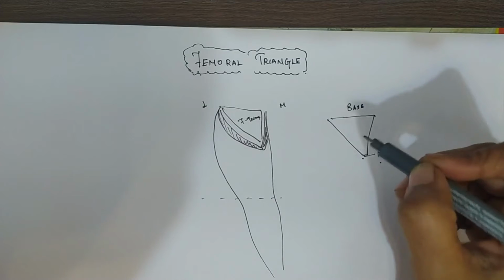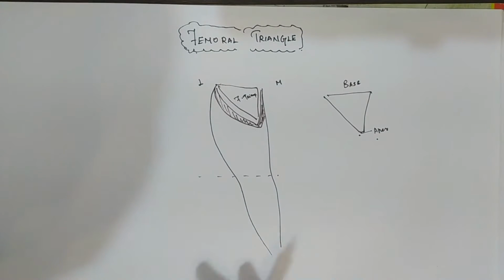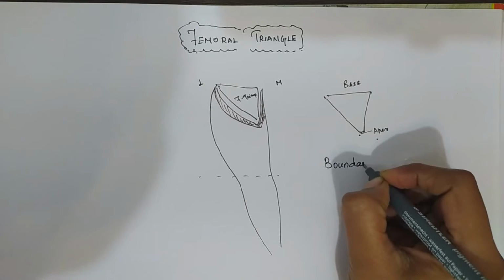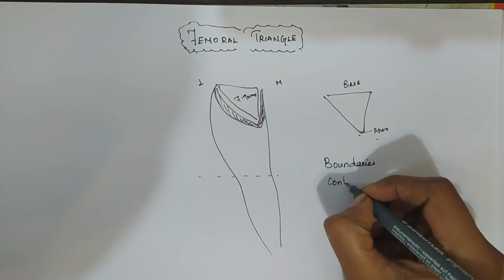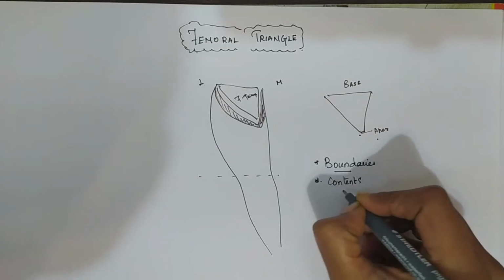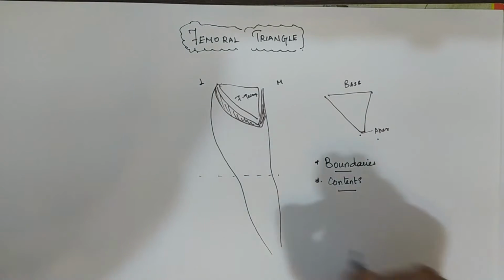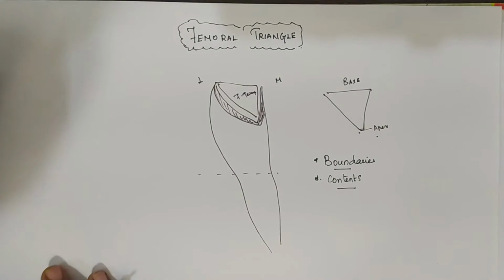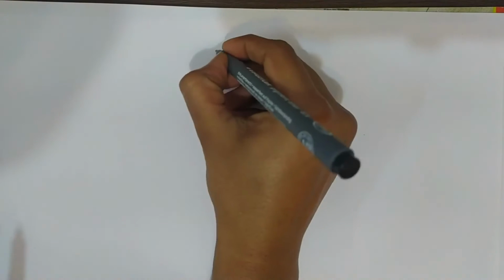To talk about this, we are going to discuss two different categories. So mainly we are going to deal with its boundaries and its contents. Only the important aspects about the boundaries and the contents of this femoral triangle we are going to deal with. First we will move on to the boundaries of this femoral triangle. We already know we have got base and apex.